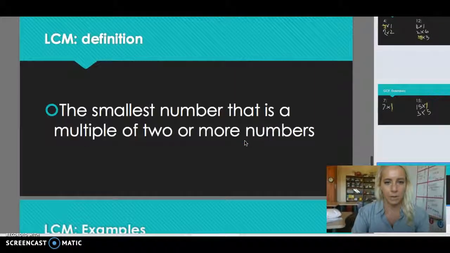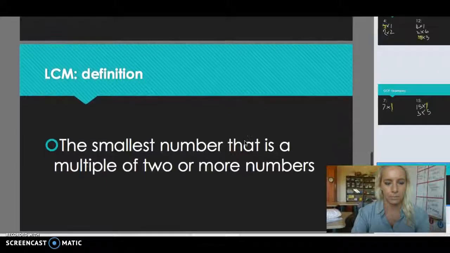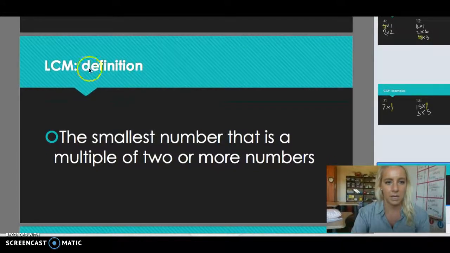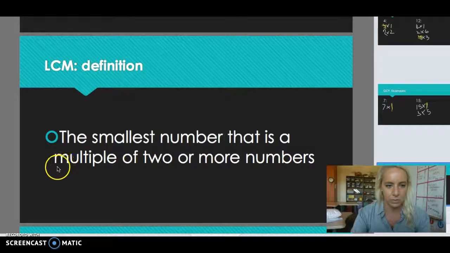Now let's talk about an LCM. LCM stands for least common multiple. The definition of a least common multiple is the smallest number that is a multiple of 2 or more numbers. Again, our key word here would be multiple.